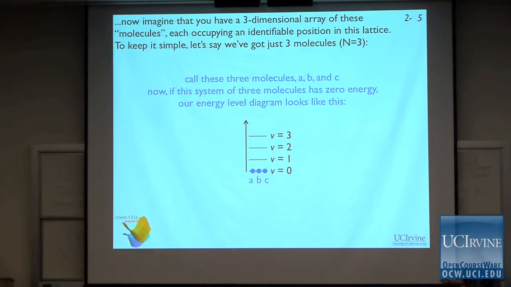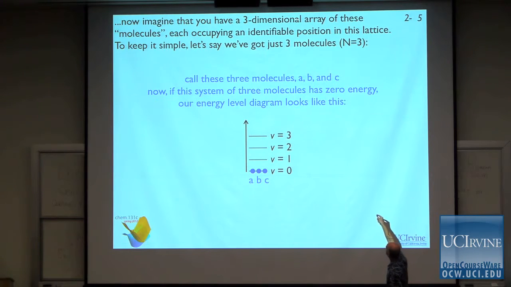This is 3 molecules. We're going to label them A, B, and C. I've condensed these three molecules into this little notation that I'm showing you here now. These are the quantum numbers for the vibrational states. V equals 0, that's the ground vibrational energy level. 1, 2, 3. You remember all this from quantum mechanics.